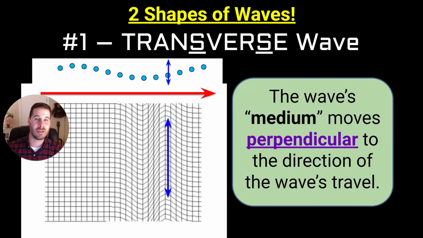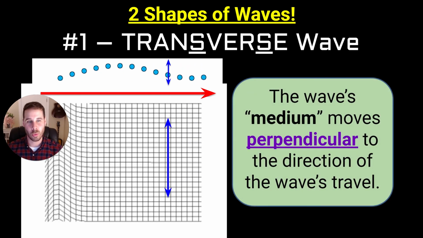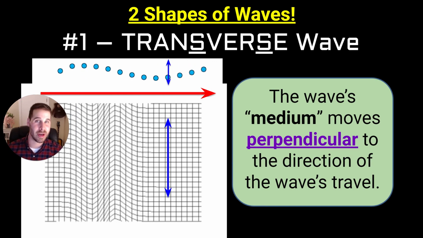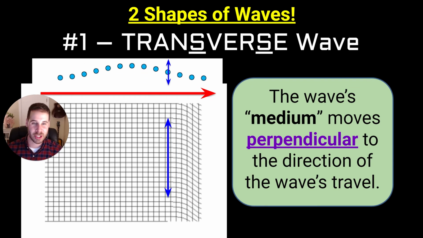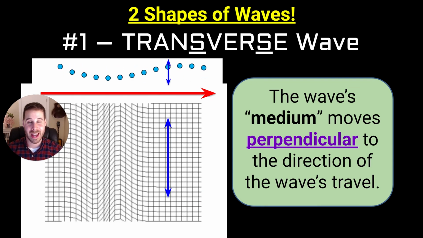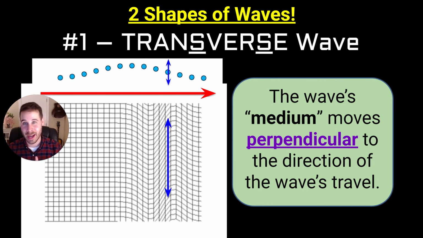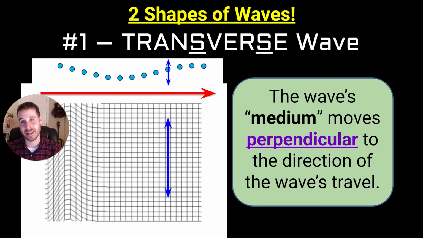So here's the definition for a transverse wave, and this will explain what you're seeing. The wave's medium in a transverse wave will always move perpendicular to the direction of the wave's travel. It's a hefty definition, but it's basically saying if the wave is going left to right, then the medium, the material that it's made up of, will go up and down instead.